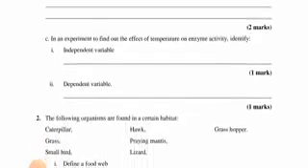In an experiment to find out the effect of temperature on enzyme activity, identify the independent variable and the dependent variable. So the experiment is the effect of temperature on enzyme activity.